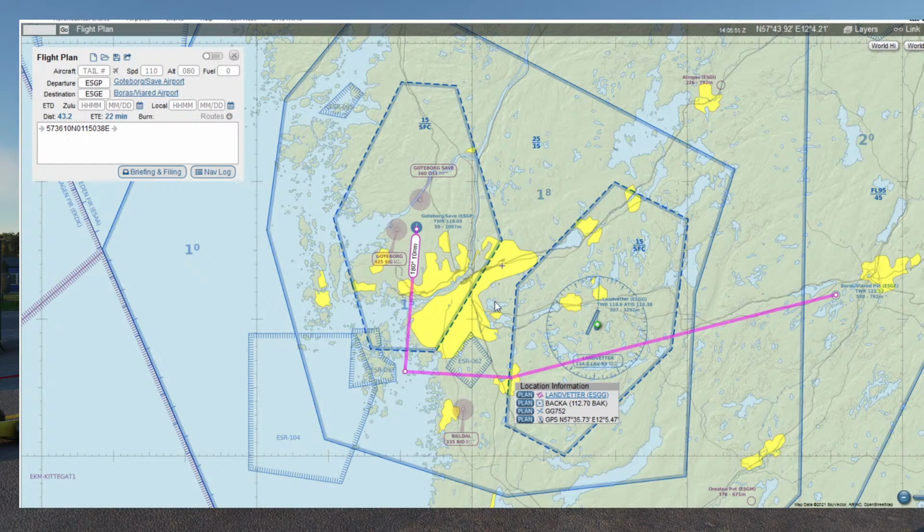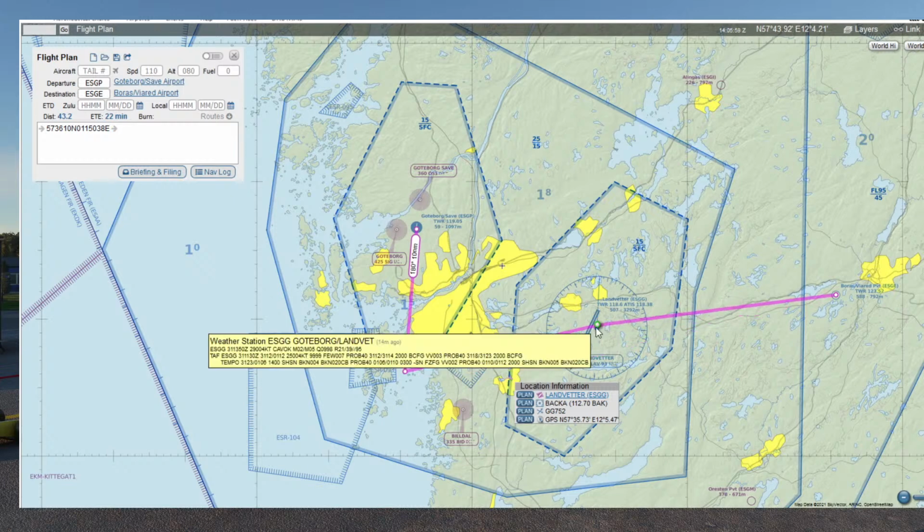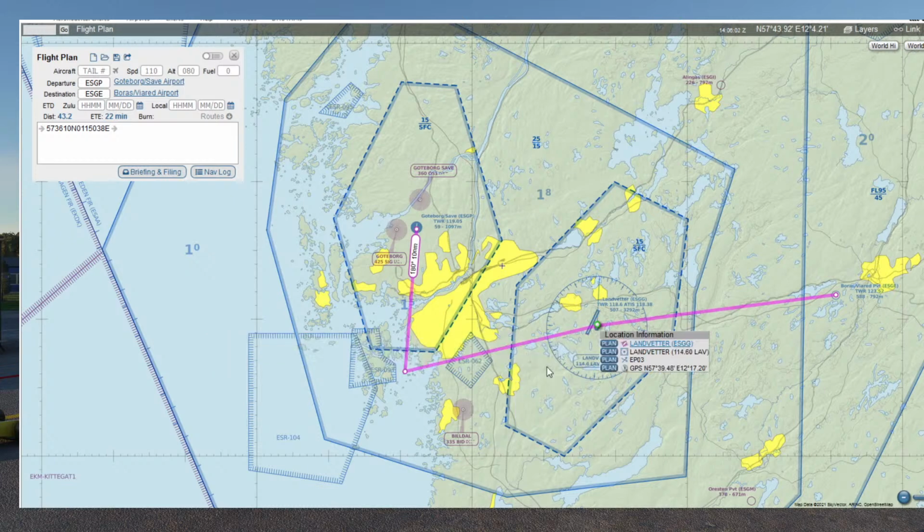To enter, it's about here, Lindome, crossing Landvetter VOR here, and then we don't know which way we're gonna go out, so at this point it's not that important. The easiest way for us to file this on Ivao is to make a navlog out of this, and all we really need here is one waypoint every 30 minutes or 200 nautical miles, whichever is the longest.